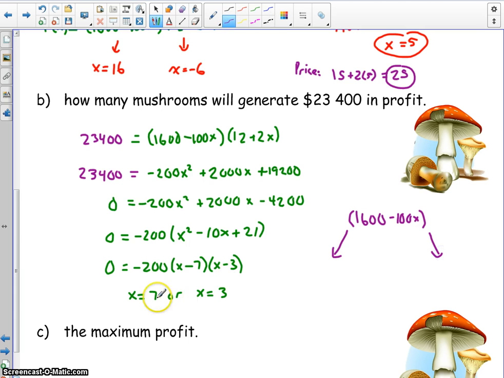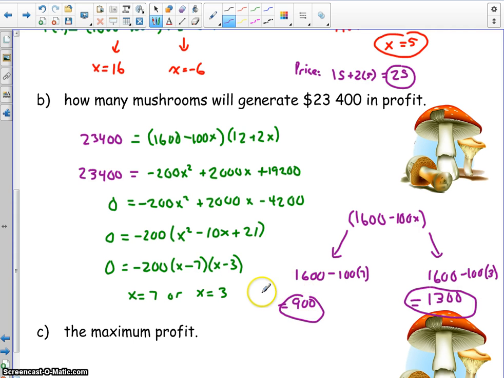So we're going to have, when x equals 7, 1,600 minus 100 times 7, which will give me 900. And another one at 1,600 minus 100 times 3. So always remember what you're actually trying to solve for. Don't just stop there when you solve for your x values, because there's still some work to go in this case. So this will tell us that there's two different quantities they could sell. They could sell 900 pounds of mushrooms or 1,300 pounds of mushrooms.